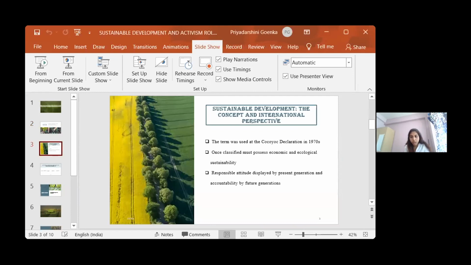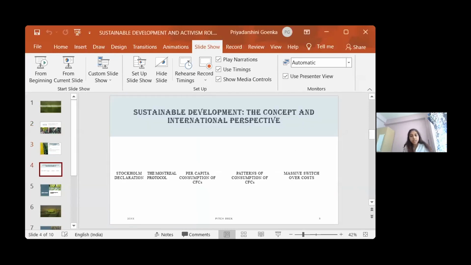Sustainable development, the concept in international perspective. The term was used at the time of the Declaration on Environment and Development back in the international organizations dedicated to achieving environmental well-being. They actively participated in it and agreed on the declaration of principles.